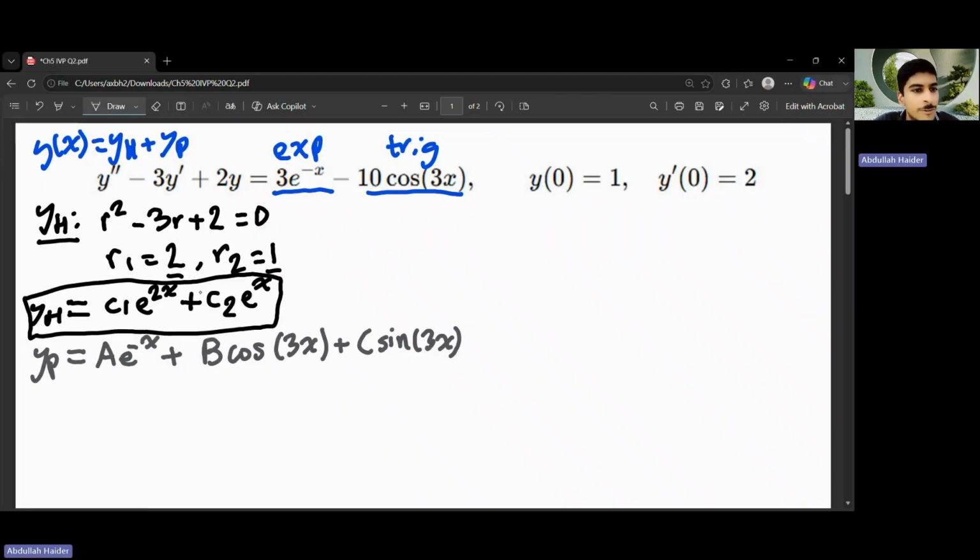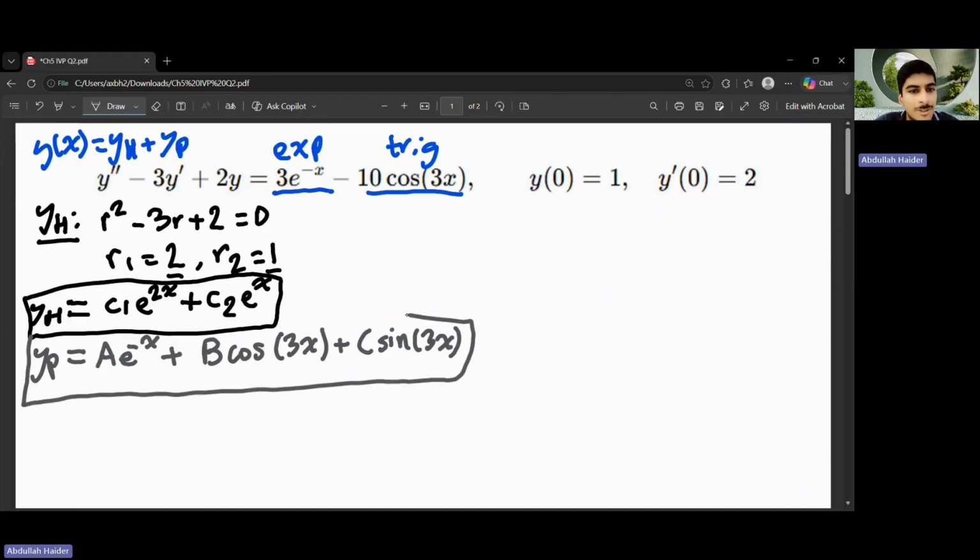And first, better to check whether we have to multiply our yp by x or not. In the homogeneous solution, we have e^(2x), which is not here, so that's fine. We have e^x, which is not here, so that's fine. So this is our yp.